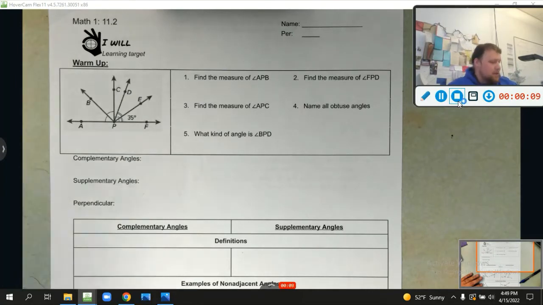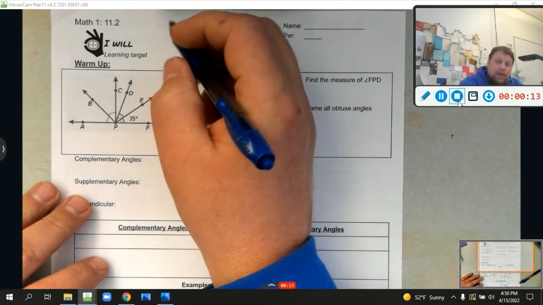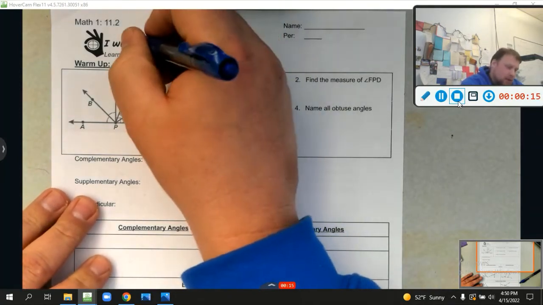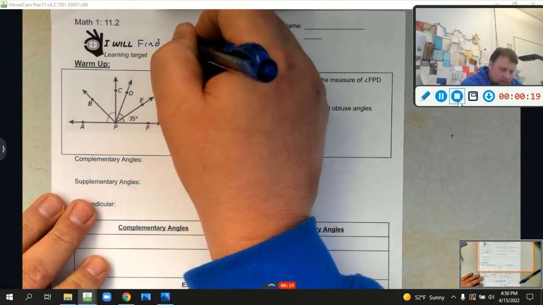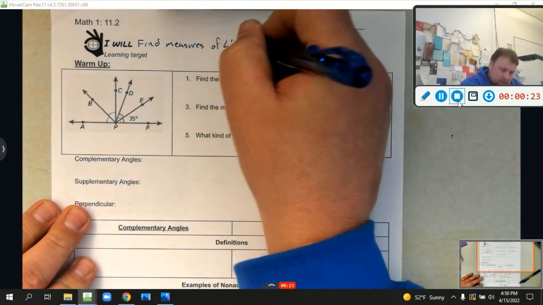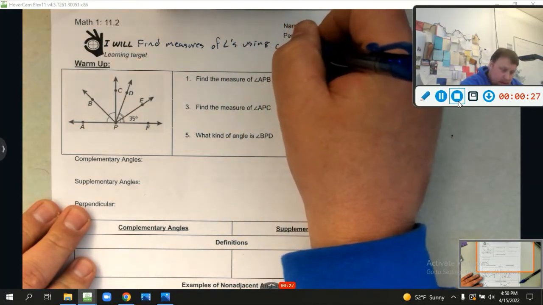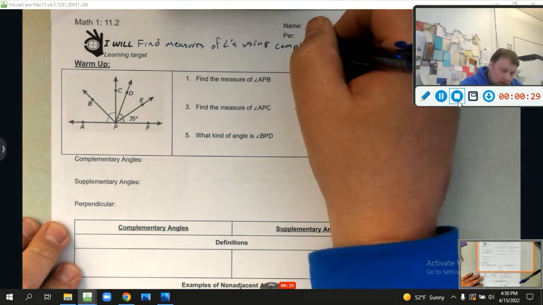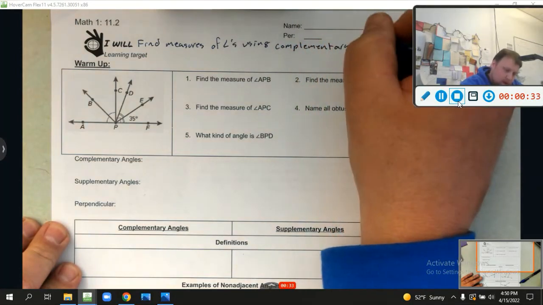Let's look at the learning target. I will find measures of angles using complementary and supplementary angles. Super long.